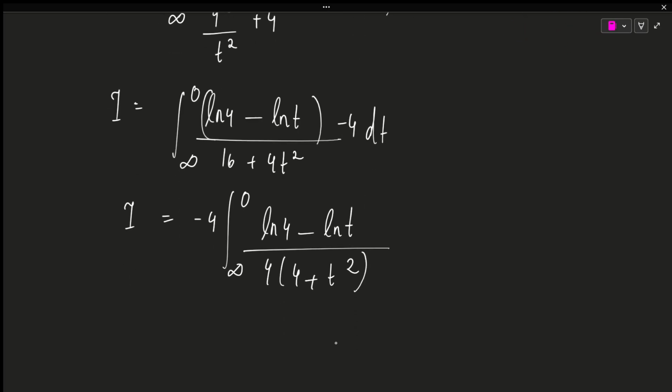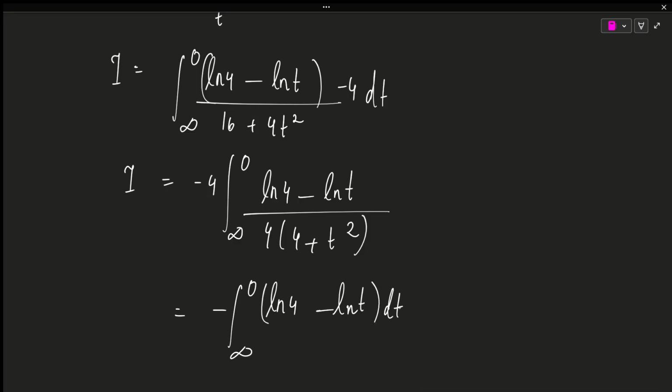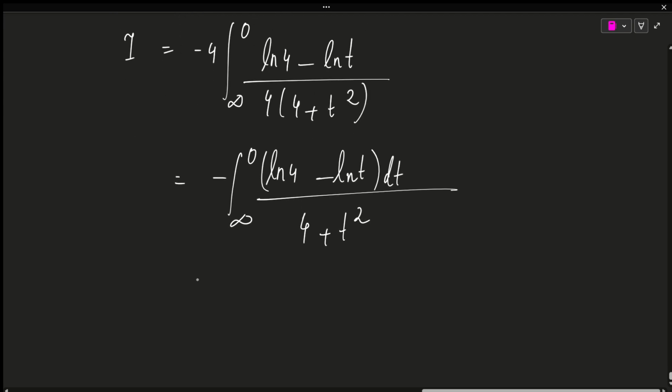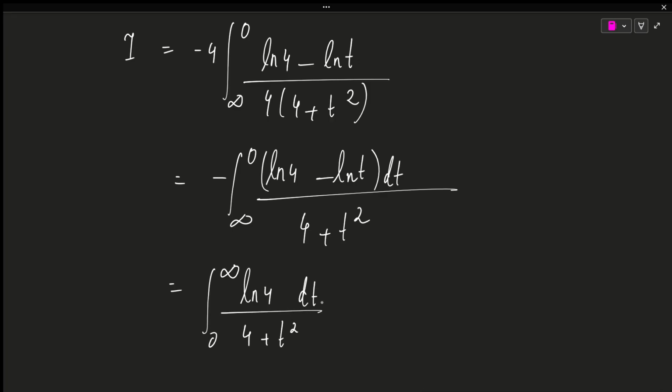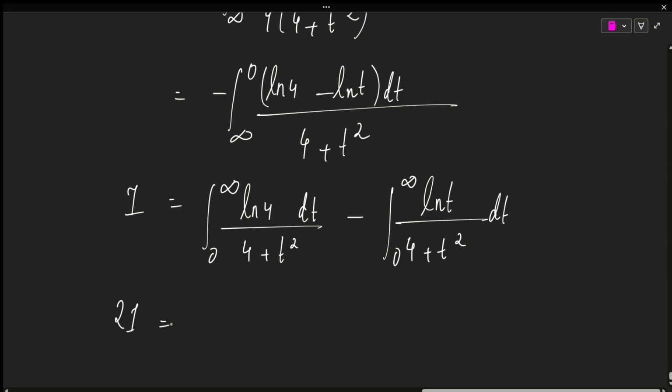So 4 and 4 is gone, so you are going to have minus, infinity to 0, ln of 4 minus ln of t and then dt divided by 4 plus t square. So over here, this is 0 to infinity ln of 4 divided by 4 plus t square dt minus 0 to infinity ln of t divided by 4 plus t square dt. And this stuff over here is my I. Now this is also I, so if you bring it over here, it will be 2I.